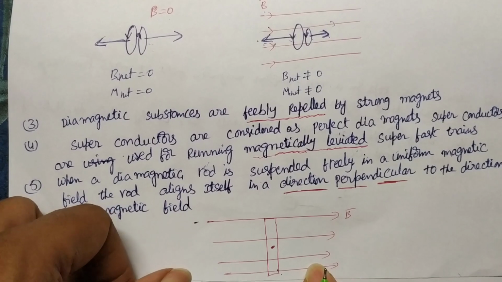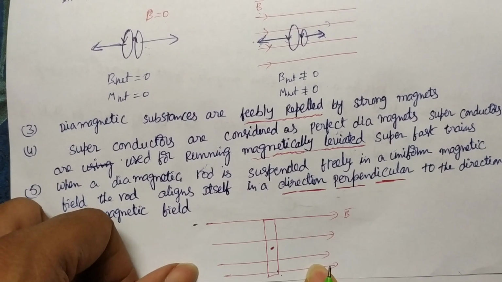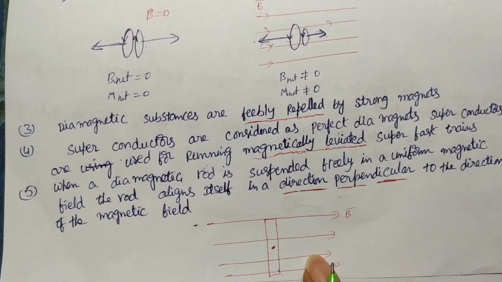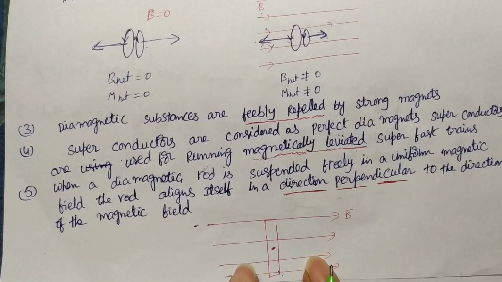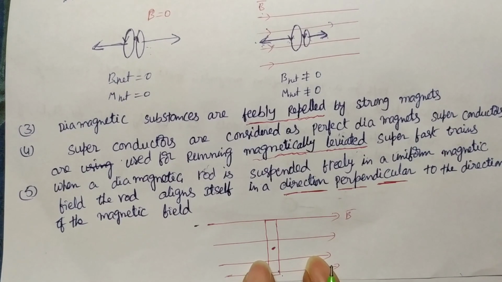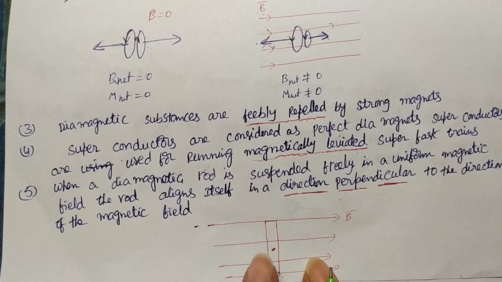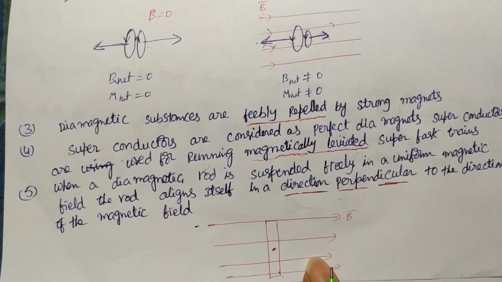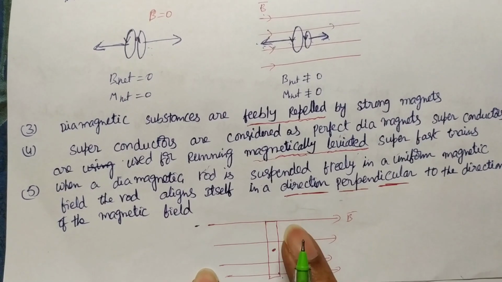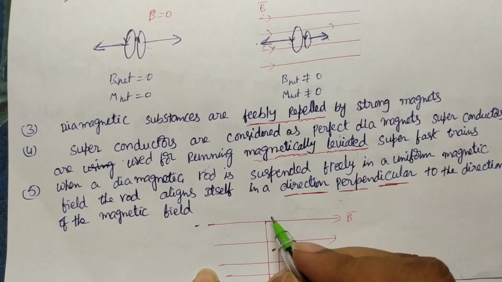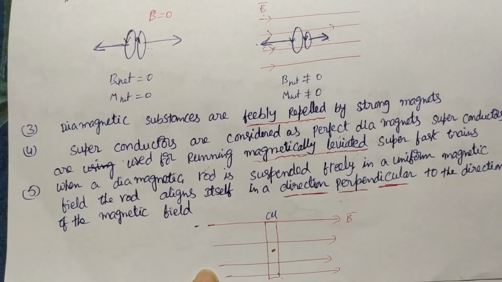Suppose other materials, what happens? If it is a magnet, it aligns with the magnetic field, but a diamagnetic rod stands perpendicular to the magnetic field. That is the nature of a diamagnetic rod. We can identify whether a material is diamagnetic by suspending it freely in an external field. If it stands perpendicular to the field, we can say that it is a diamagnetic rod. Copper.